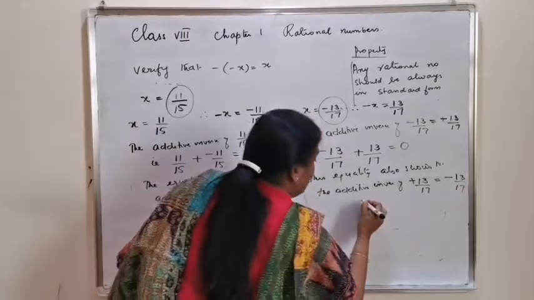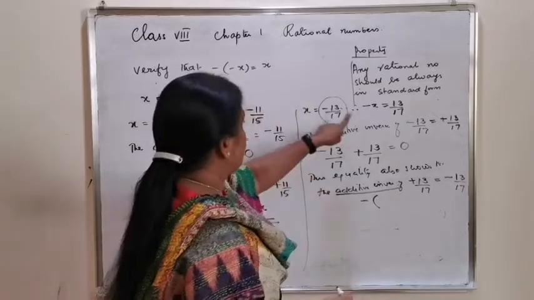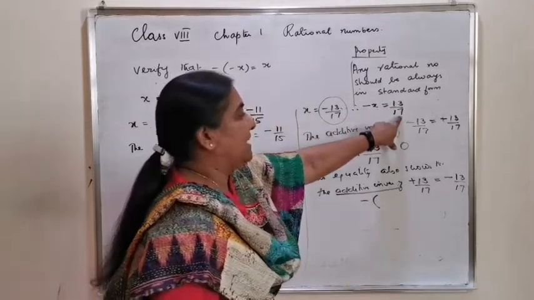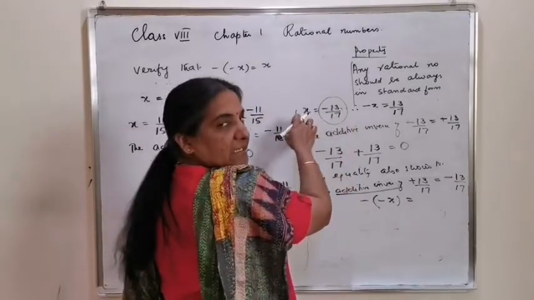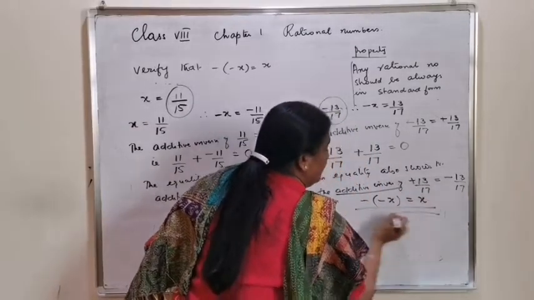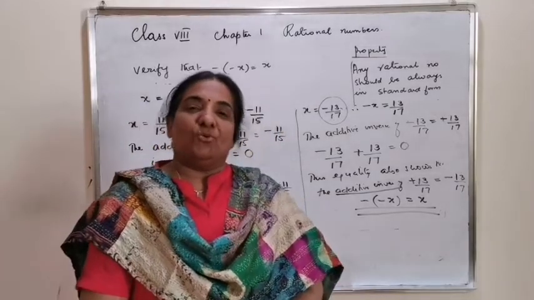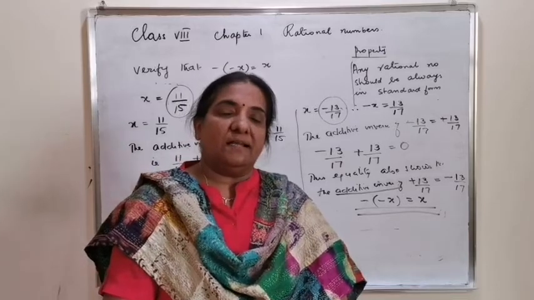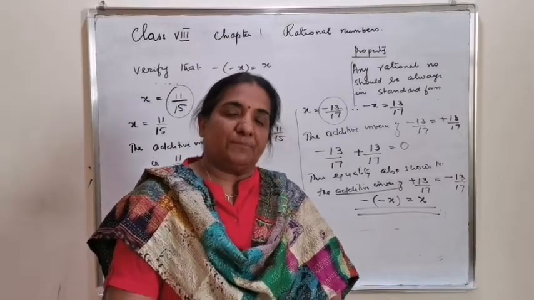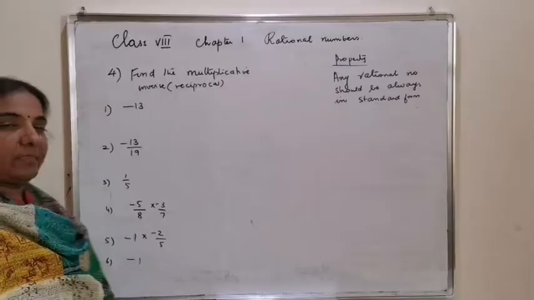Express it as minus of, additive inverse means minus of. Positive 13 by 17 you have taken as minus x, and negative 13 by 17 is x. Thus, the verification is done in this manner. The rule is already a true result. The presentation of the answer has to be properly done. Then only you will get full marks.